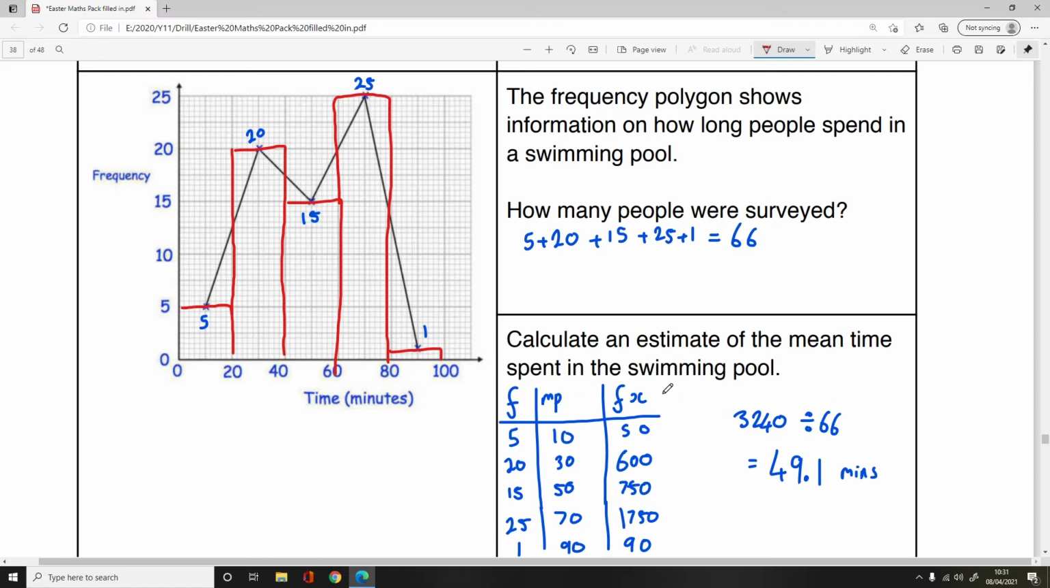Now we know if we're estimating a mean, we want frequency and midpoint. And we can times them together and do the stuff we normally do. The frequencies we've already calculated. We've got 5, 20, 15, 25, and 1. So I filled those in. And the midpoints are just like, where are these crosses? So we've got 5 at exactly 10. We've got 20 at exactly 30, and so on. And they just go up by 20 each time. So the midpoints are 10, 30, 50, 70, 90.